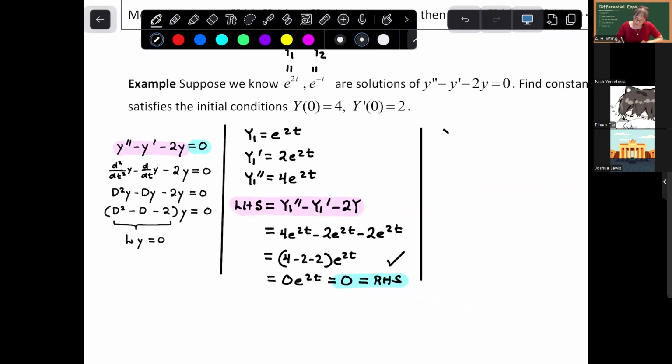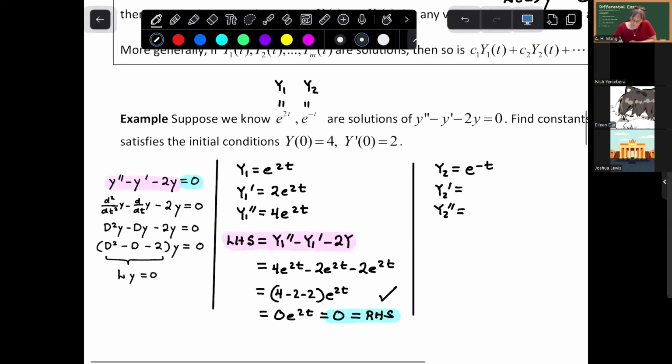So let's do it for y2. Copy down y2, and it is e to the negative t. All I did was take this and put it here. We're going to need the first derivative and the second derivative. Can somebody tell me what is the first derivative and what is the second derivative?